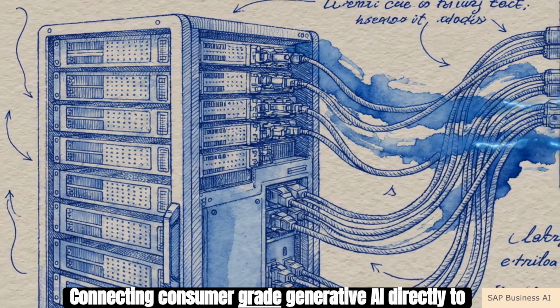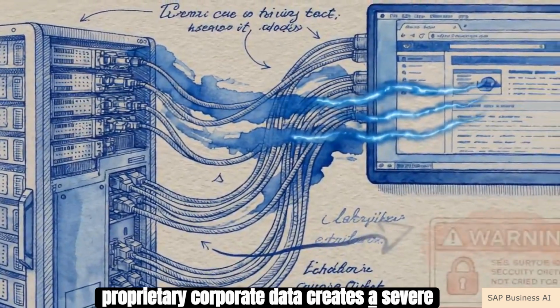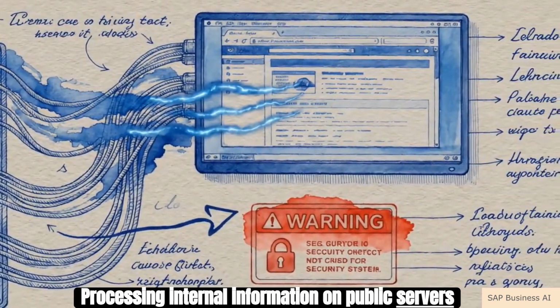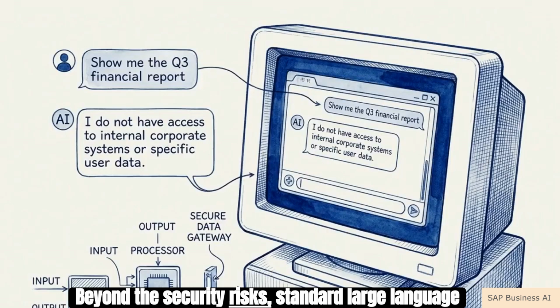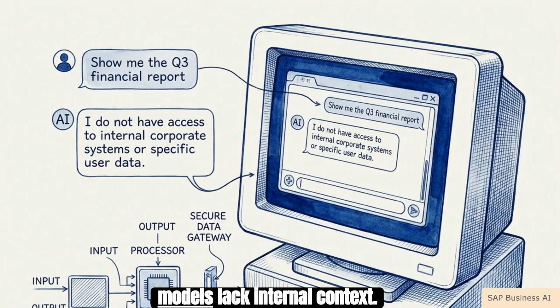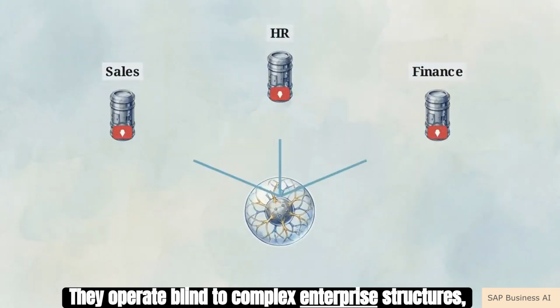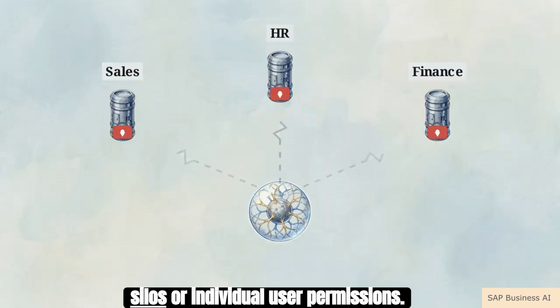Connecting consumer-grade generative AI directly to proprietary corporate data creates a severe vulnerability. Processing internal information on public servers risks immediate data exfiltration. Beyond the security risks, standard large language models lack internal context. They operate blind to complex enterprise structures, unable to distinguish between departmental data silos or individual user permissions.